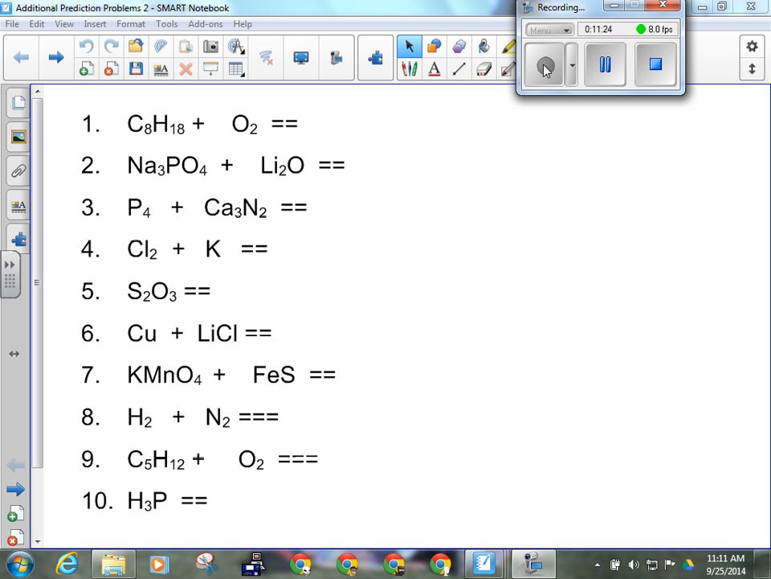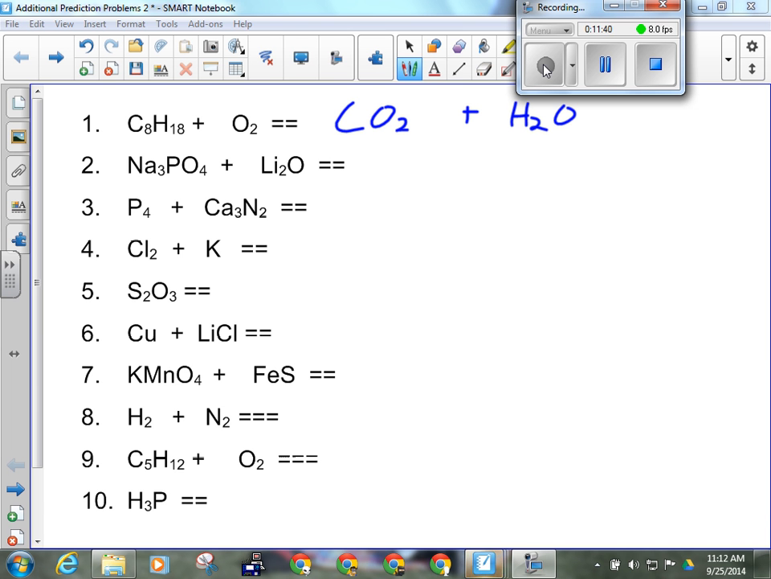Okay, so on our first one here, again, first step in predicting the reactions is to identify the type. What type is going on in number 1? Combustion reaction. Then we have to put in what we know are always the products of a combustion reaction. That's just a memorization thing.